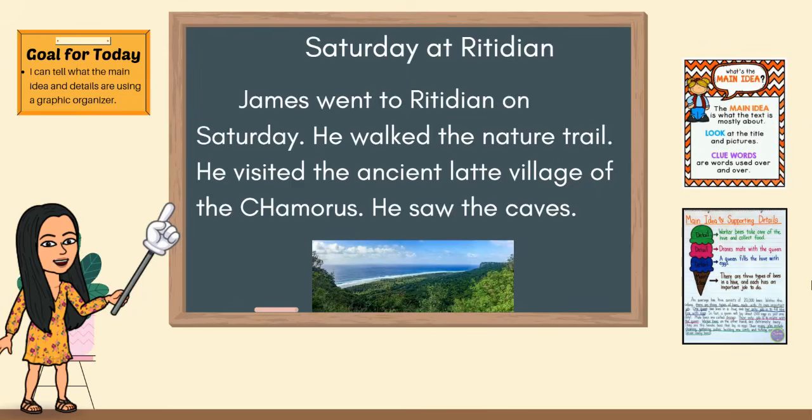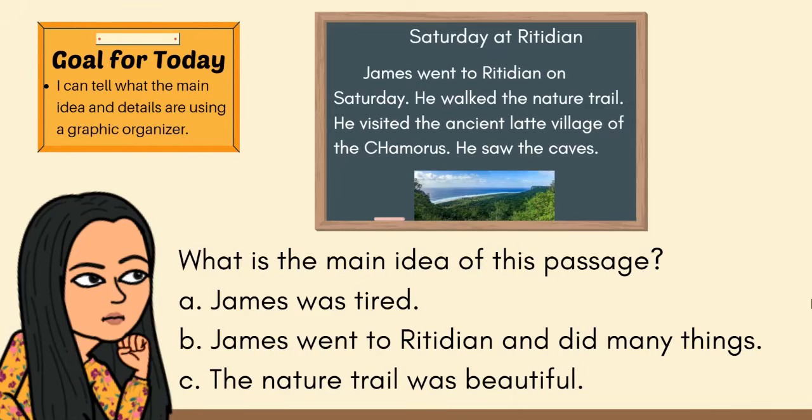Let's look at this last paragraph. The topic is Saturday at Ritidian. James went to Ritidian on Saturday. He walked the nature trail. He visited the ancient latte village of the Chamorros. He saw the caves. I want you to think, what is the main idea of this passage?